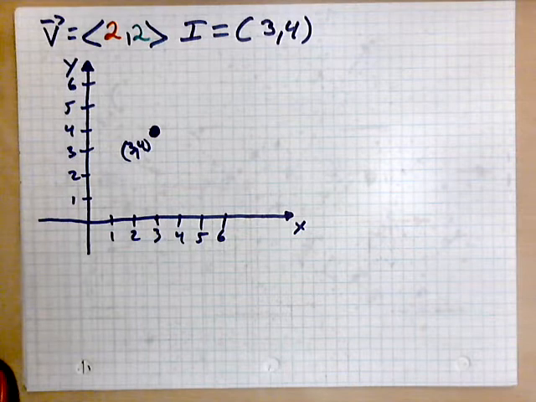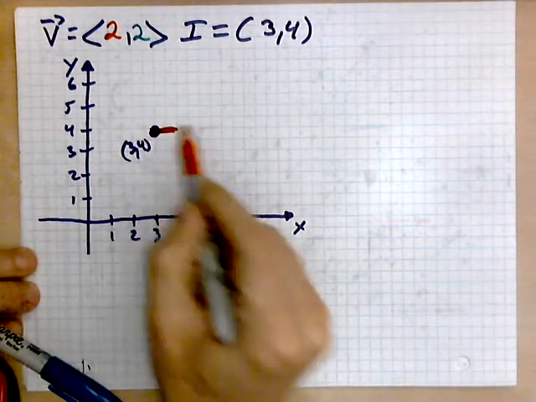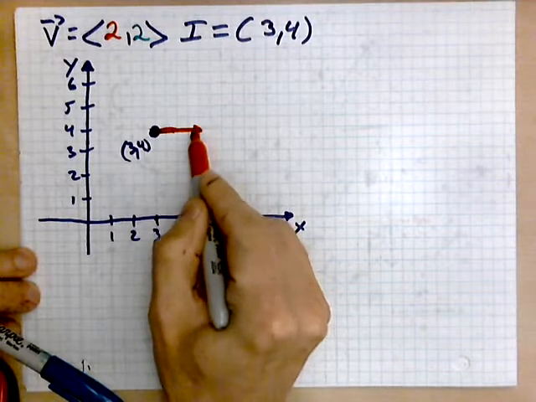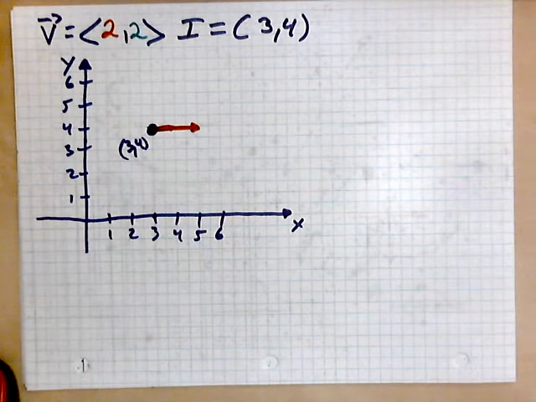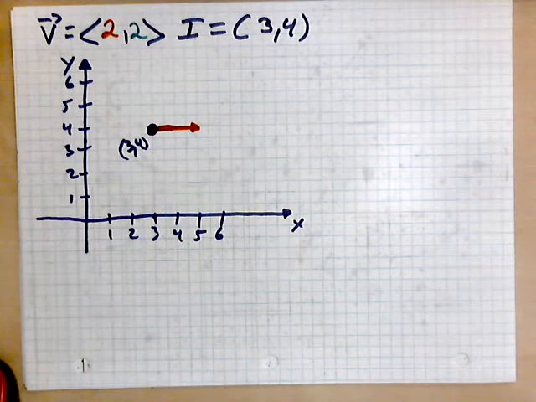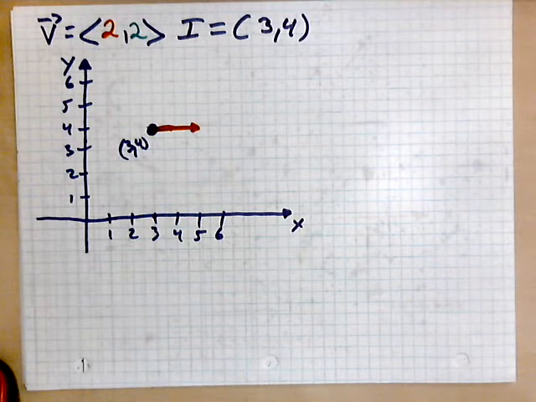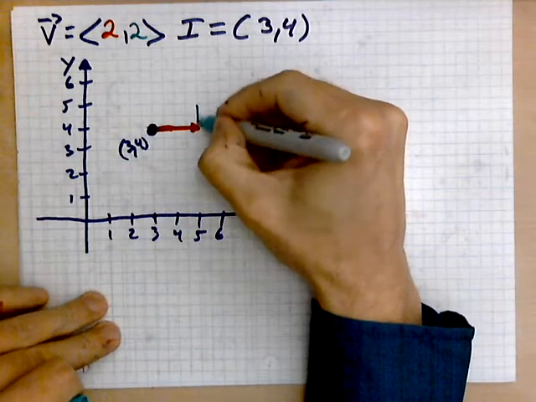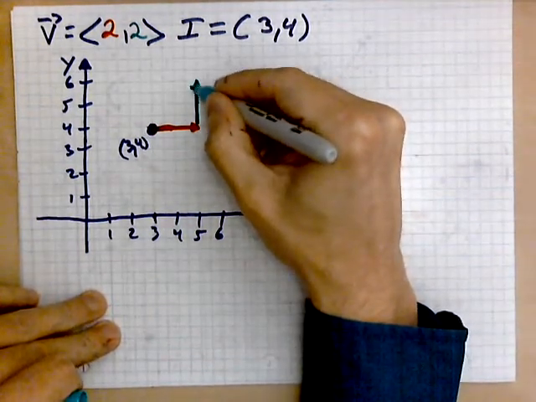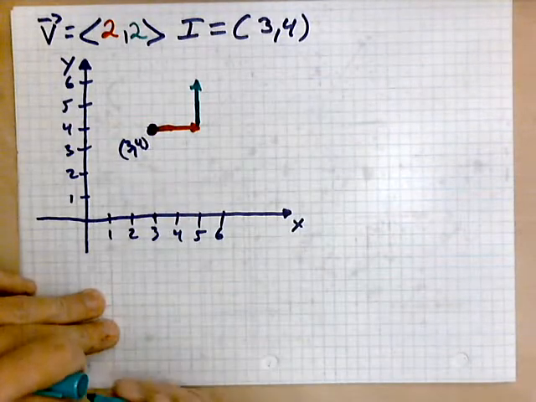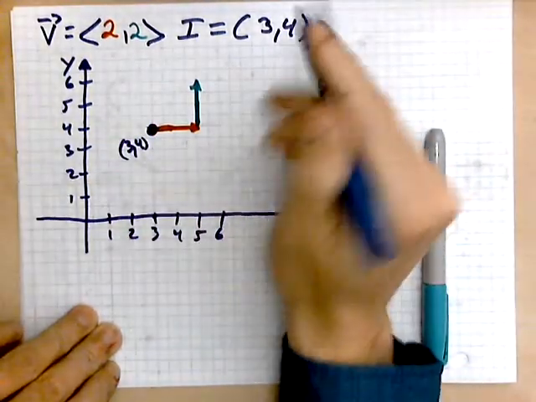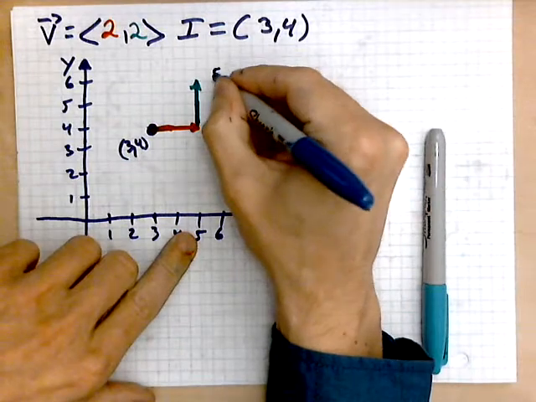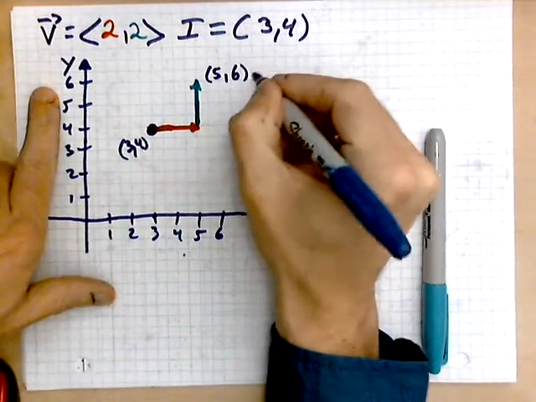So in other words, this is what you do. You will go 2 to the right, 1, 2. This is the x component of the vector. And then go 2 straight up. 1, 2. So this is the y component of the vector, you see? And then read off the coordinates of that point. So what are they here? Let's take a look. It looks like 5 for the x and 6 for the y. There we are.